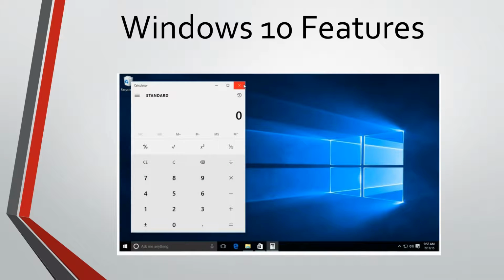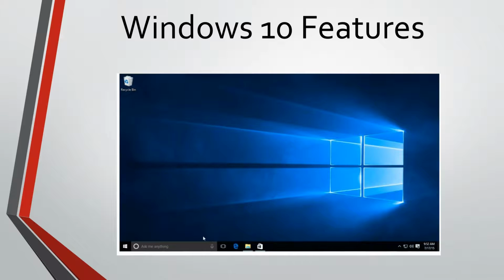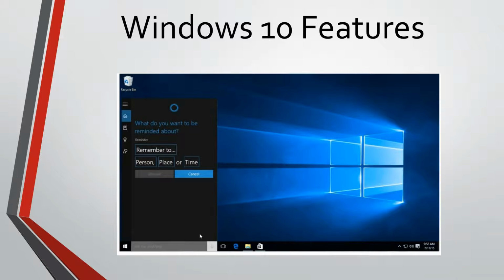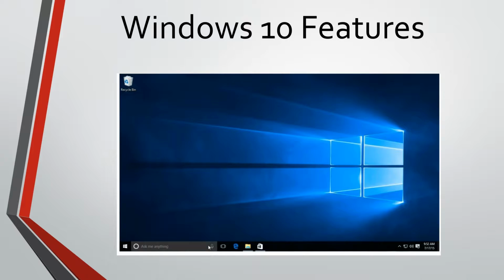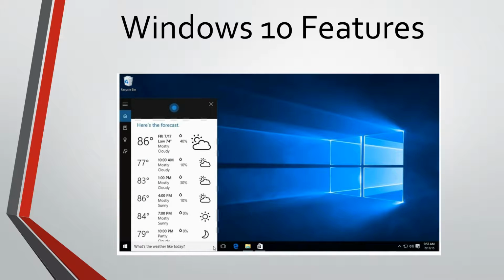Another new feature of Windows 10 is Cortana, a virtual assistant that can help you create reminders, find stuff on your computer, and a whole lot more. Cortana can also use your computer's microphone to hear and answer basic questions. For example, "Hey Cortana, what's the weather like today?" The forecast shows mostly cloudy skies with a high of 86 and a low of 74.